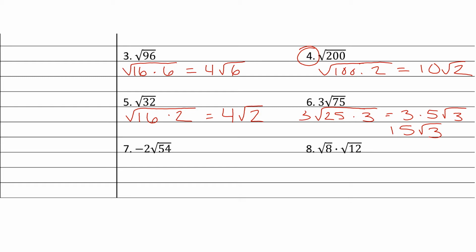Okay, so for this next one, I'm going to have a negative 2 on the outside. I'm going to break apart 54. What can 54 be broken apart into? 9 times 6. And the square root of 9 is 3. And negative 2 times 3 would be negative 6 square root 6.